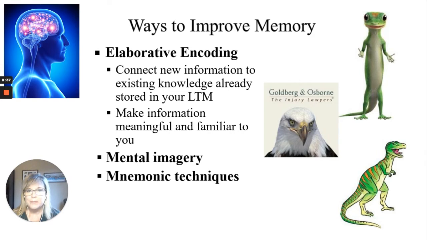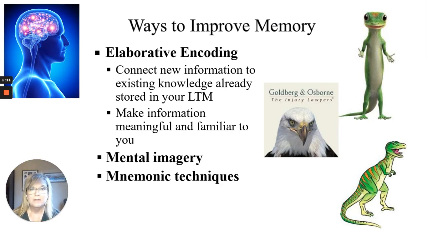So Goldberg and Osborne has used the eagle forever, and we can't even think about Goldberg and Osborne without thinking of the eagle. And then of course we have a whole lot of information sort of attached to the idea of the eagle. You know, it's American, it's strong. So we attach that to Goldberg and Osborne, and they're using our ability to encode information that we already have and connect that information. So all we have to do is connect Goldberg and Osborne to the eagle, and now we can't even forget it if we wanted to forget it.